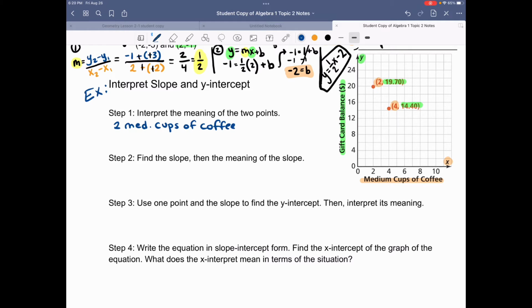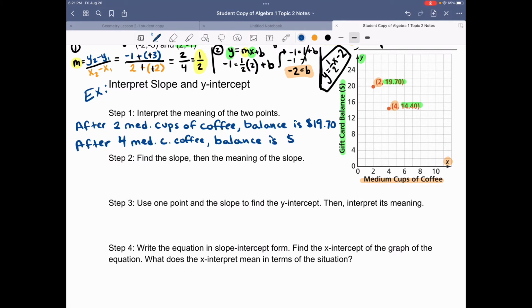So after 2 medium cups of coffee, the balance is $19.70. And then you can follow that same pattern after 4, and I just found that on the graph, medium cups of coffee. The gift card balance is $14.40.